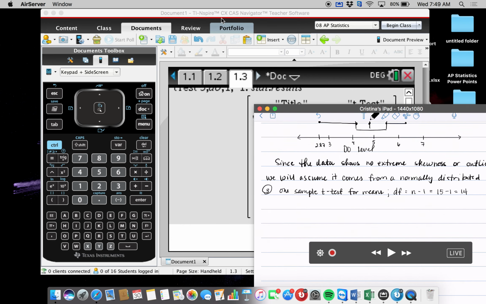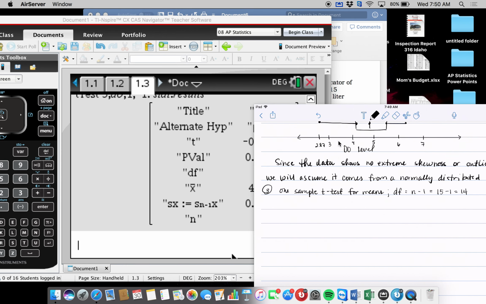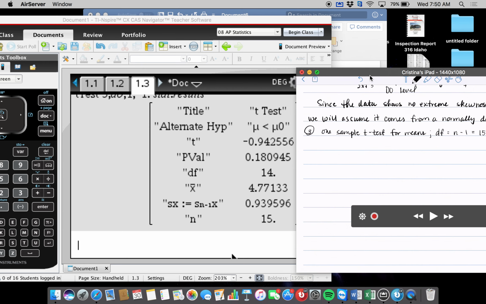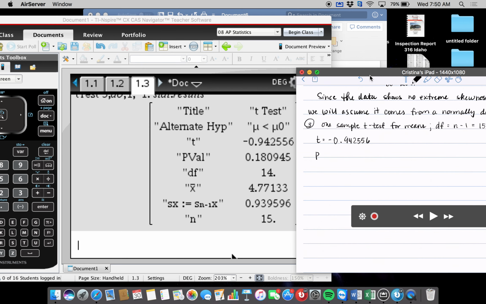Let me move this out of the way so we can write it down. This is not working very well. All right, there we go. So first thing you need to write is, of course, your t-value. Your t-value is going to be negative 0.942556. Your p-value, which is what you're going to use to reject or fail to reject, is going to be 0.180945.